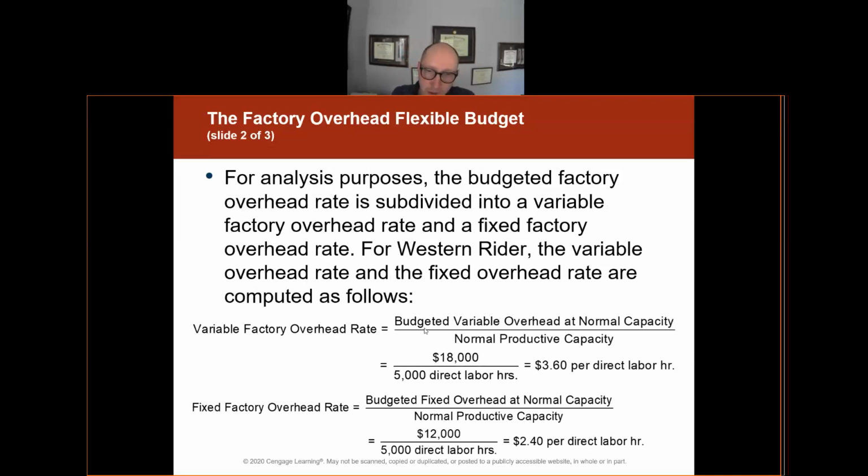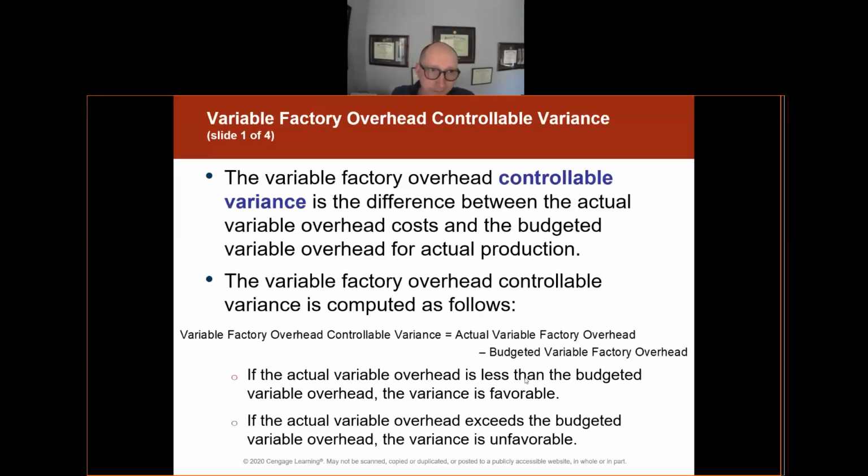But just remember these two formulas, okay? Variable factory overhead rate is your budgeted rate at 100% for variable divided by the labor hours planned. And then for fixed, it's the fixed overhead rate at 100% divided by the total hours planned. That's how you get your rates. How fun.